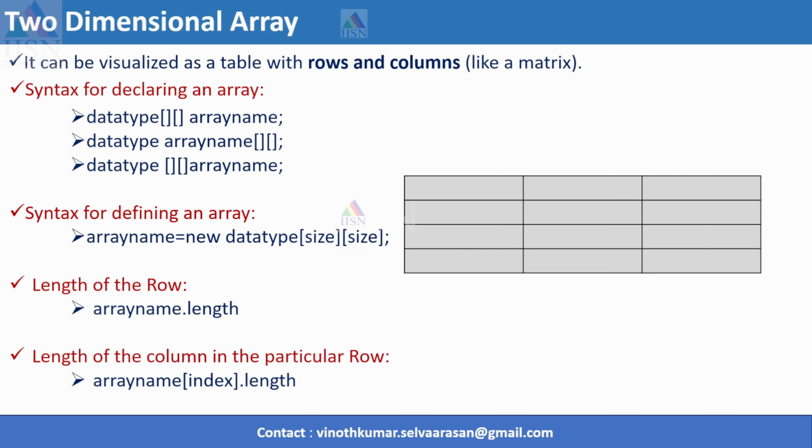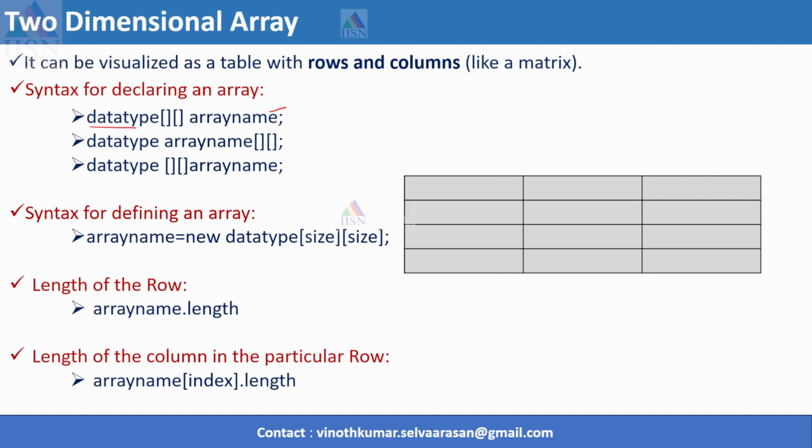In a two-dimensional array, we create an array with rows and columns. That is, it's just like a matrix format. So here we are going to see how to write the syntax for the array. This is the syntax for creating a two-dimensional array.